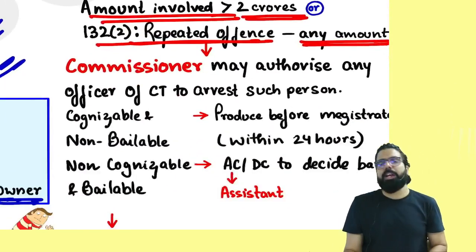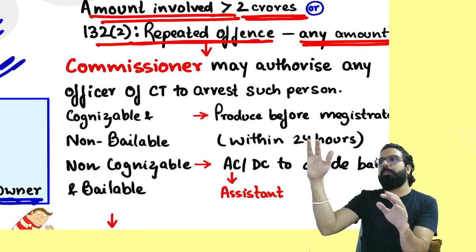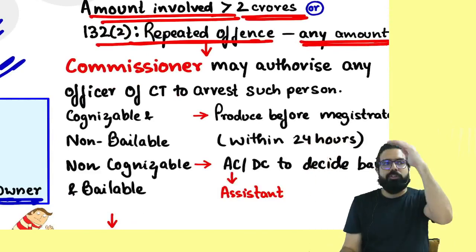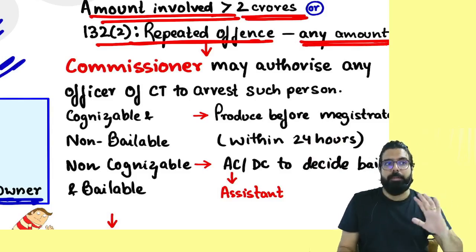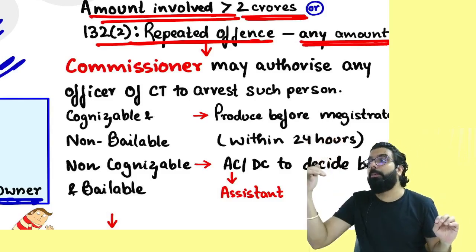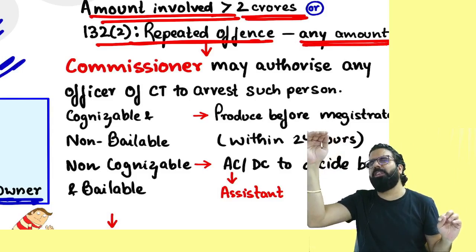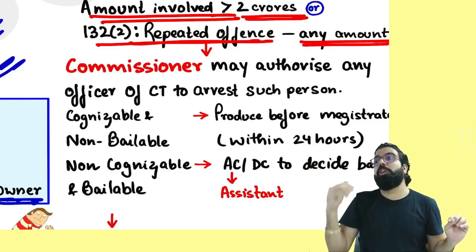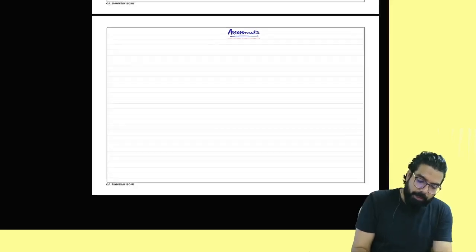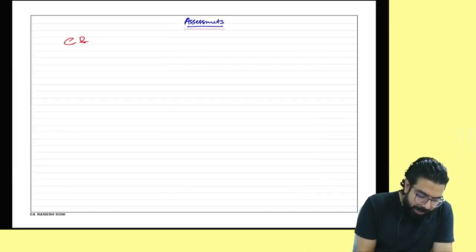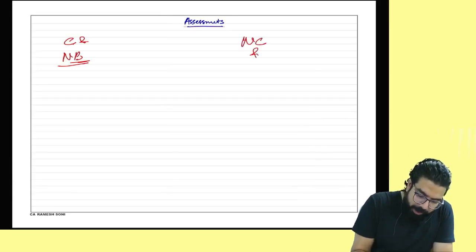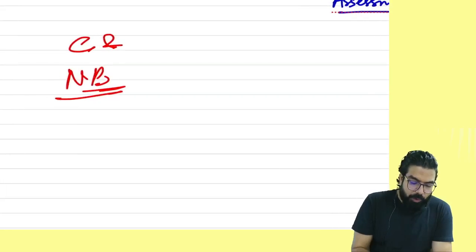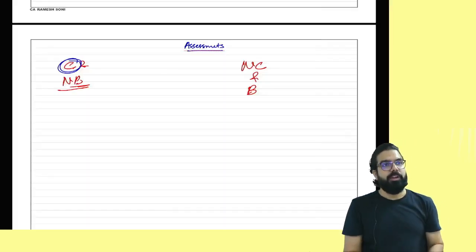Now listen to me very carefully. There are 2 types of offenses. One is cognizable and non-bailable. One is non-cognizable and bailable. Listen, cognizable means severe offenses.